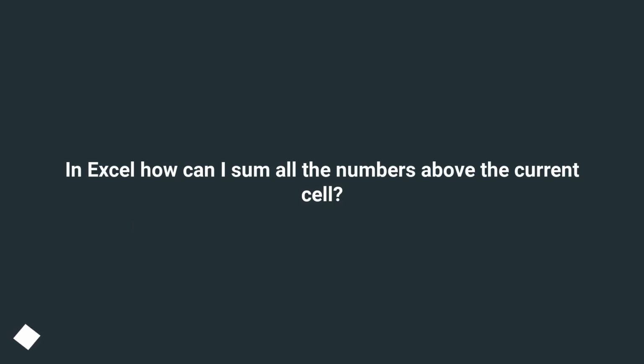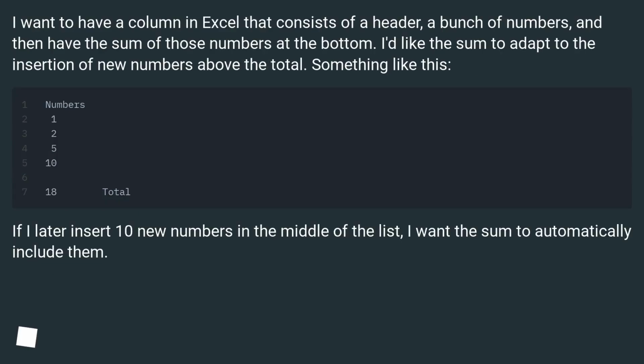In Excel, how can I sum all the numbers above the current cell? I want to have a column in Excel that consists of a header, a bunch of numbers, and then the sum of those numbers at the bottom. I'd like the sum to adapt to the insertion of new numbers above the total. Something like this.